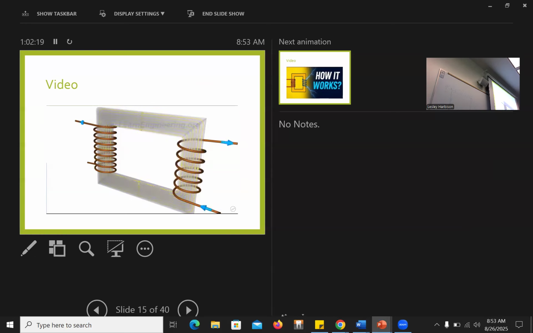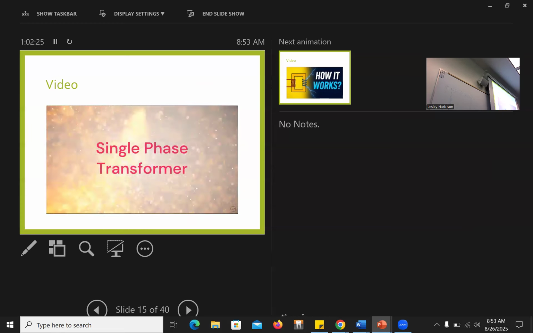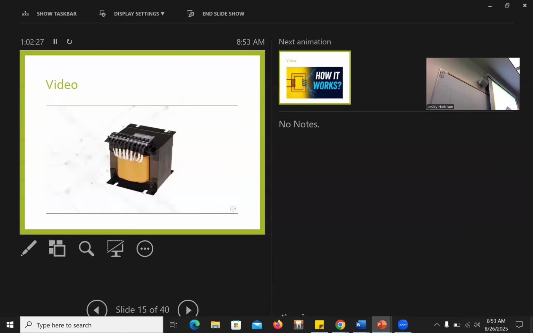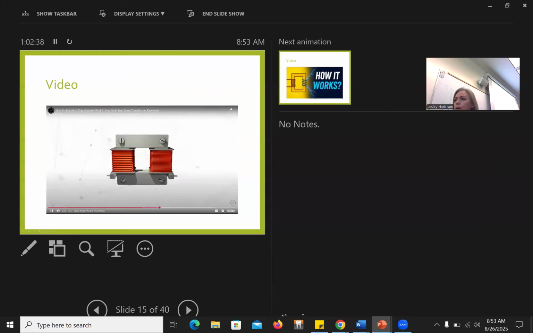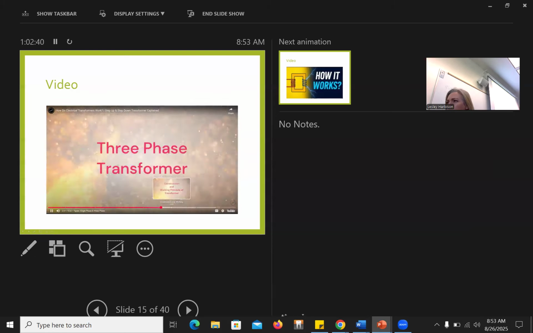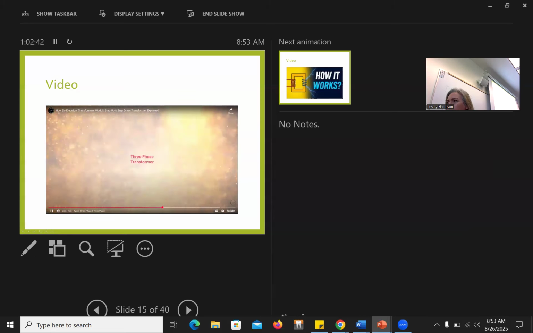Transformers come in various configurations, including single-phase and three-phase. Single-phase transformers. These transformers are designed for single-phase AC power. They have two coils for transferring energy, and they're commonly used in residential applications. Three-phase transformers. Three-phase transformers have three primary.